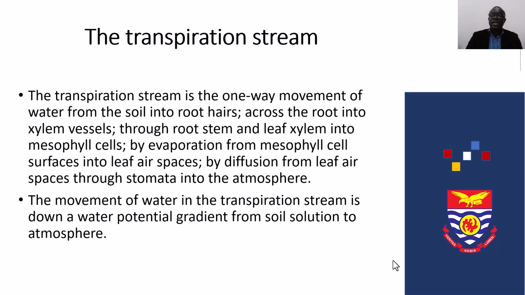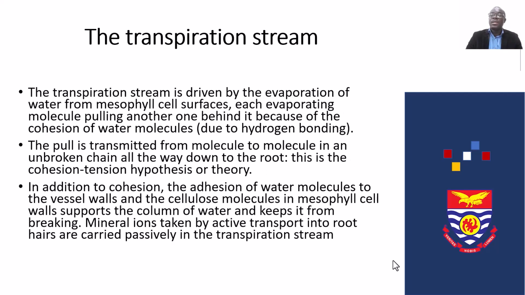The movement of water in the transpiration stream is down a water potential gradient from soil solution to the atmosphere. The transpiration stream is driven by the evaporation of water from mesophyll cell surfaces, each evaporating molecule pulling another one behind it because of the cohesion of water molecules. The pull is transmitted from molecule to molecule in an unbroken chain all the way down to the root. This is the cohesion-tension hypothesis, or theory.